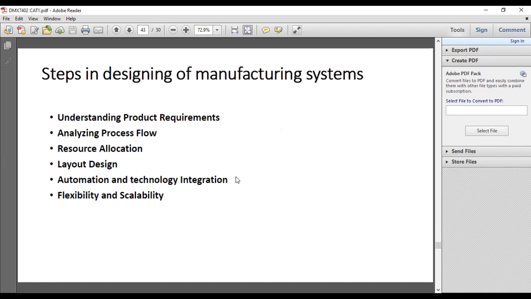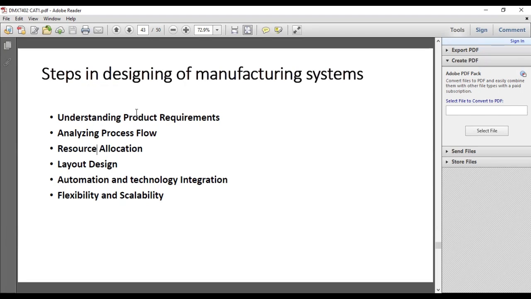So when designing a manufacturing system, these are the steps that you have to consider. First step will be understanding the product requirement. What are the requirements of the product? Maybe the product requirement or the quantity or the cost, maybe everything can be included. So just remember, you have to understand the product requirements first.